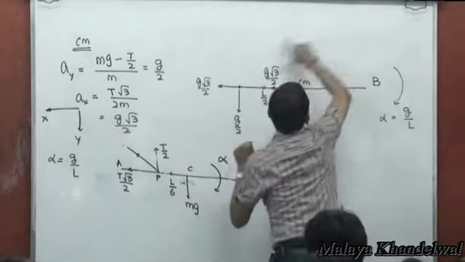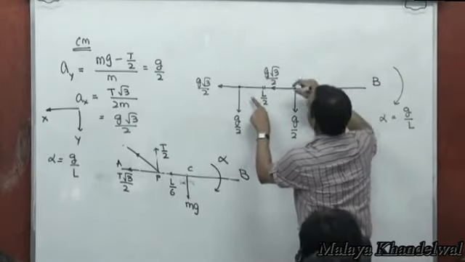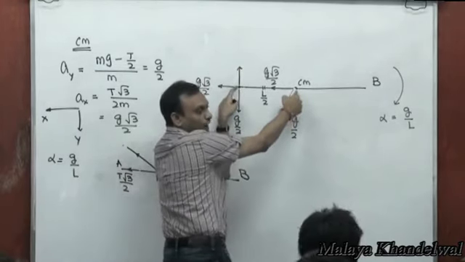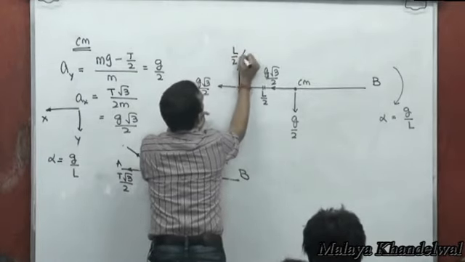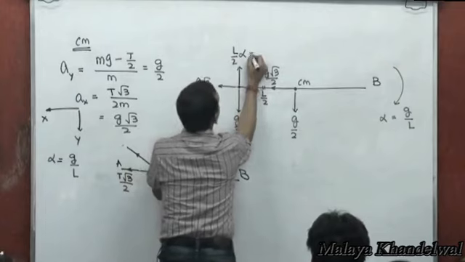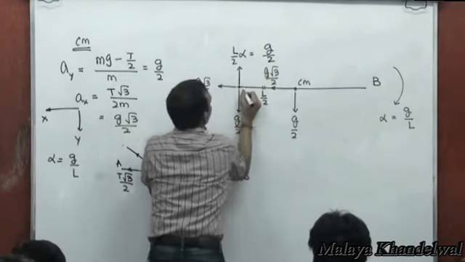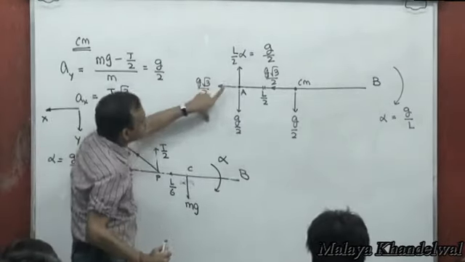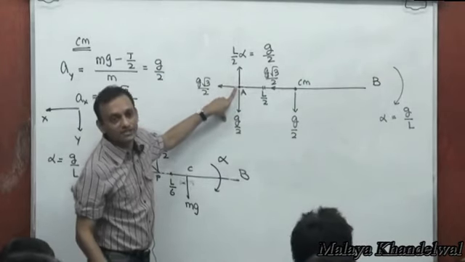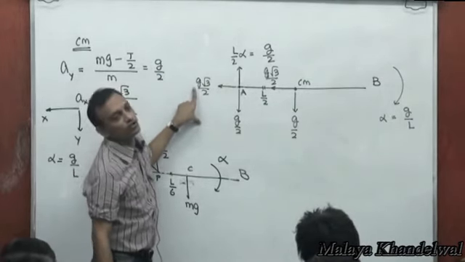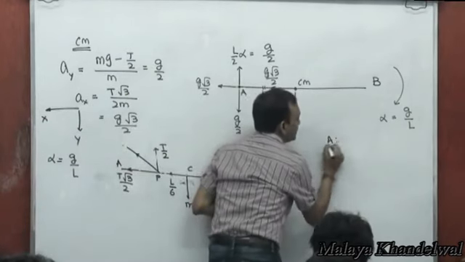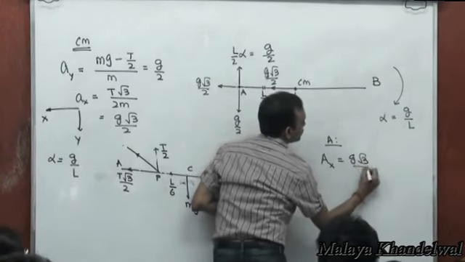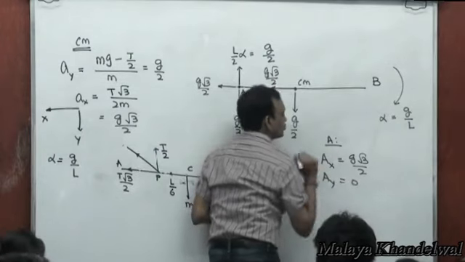Now, imagine it to be in a state of pure rotation with angular acceleration alpha about the center of mass. Then it's going to have a tangential acceleration, which would be L by 2 into alpha upwards, which again is g by 2. So these are the various acceleration states of the point A in suggested directions. So in the vertical direction, A has 0 acceleration. In the horizontal direction, A has g root 3 by 2. So acceleration of A in the x direction is g root 3 by 2. Acceleration of A in the y direction is 0. That's for the point A.